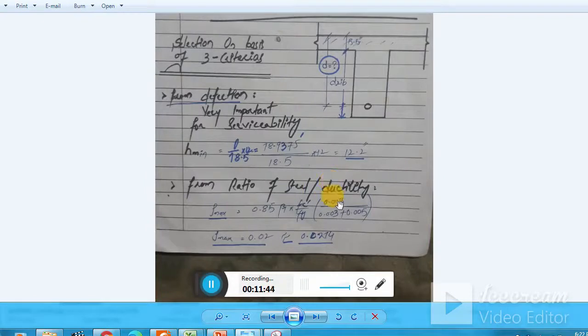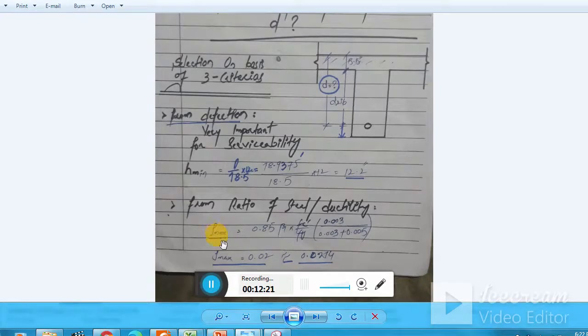So if you provide a lower depth, then your steel area exceeds the maximum steel. And if you are providing a larger depth, what will happen? Your steel area becomes less than the minimum reinforcement. So that's why we have two limits, lower limit and upper limit. Upper limit is for my maximum reinforcement and lower limit is for my minimum reinforcement. Okay, so here you see our rho max.